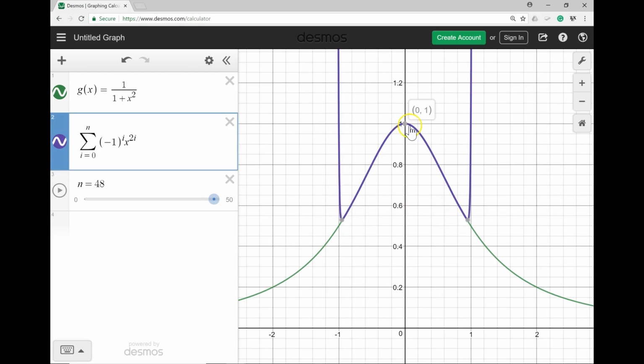But here's the really interesting thing. These two curves are only equal to each other at this center point, 0, 1. That's where they're equal to each other. Everywhere else, they're not equal, but they are very, very close approximations to one another.